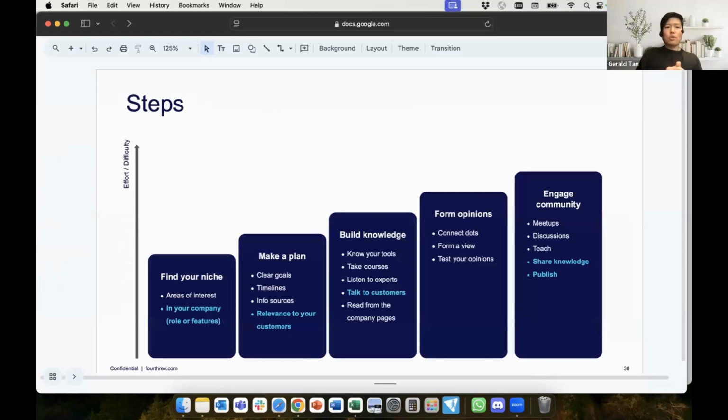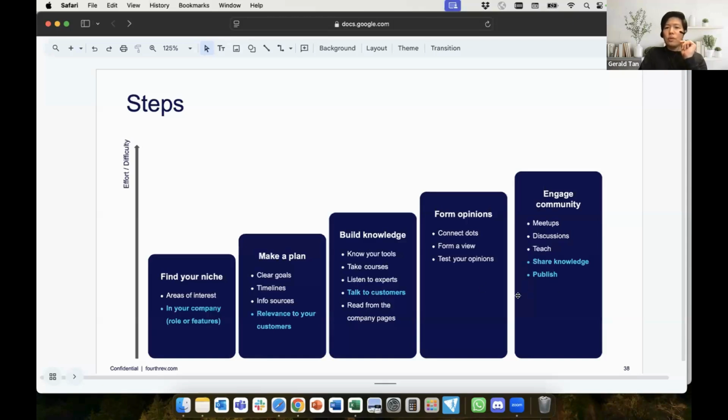Some steps to help you get there. So we talk about finding your niche. By the way, the ones in blue is actually what you can do already in your day-to-day, right, in the company. Make a plan. I'll give you a little bit of a how-to in the next slide. You need to quickly build knowledge. Hopefully, I've given you a high-level overview, the tools. You can take more courses, listen to experts, talk to your customers, right, and then form your own niche within your customers. Of course, read the company pages of the big tech.